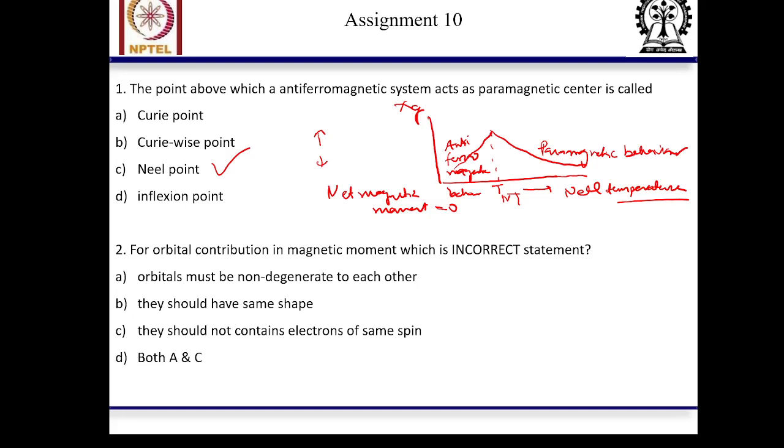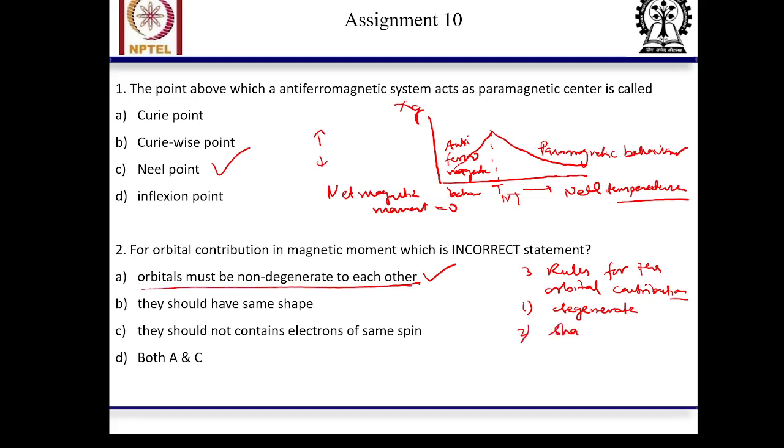Okay, but the correct option is A. So the professor has already told the three rules for the orbital contribution. So first is that the levels should be degenerate. Okay. So this is saying that the levels should be non-degenerate. That is the incorrect option.